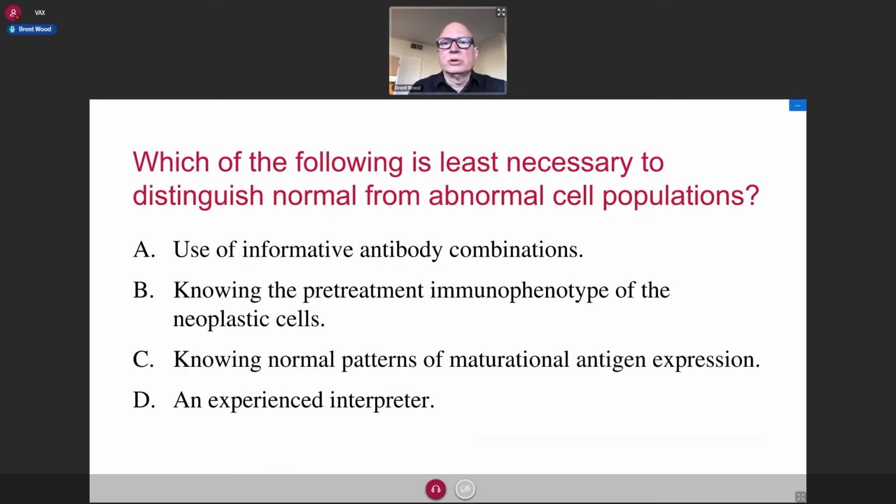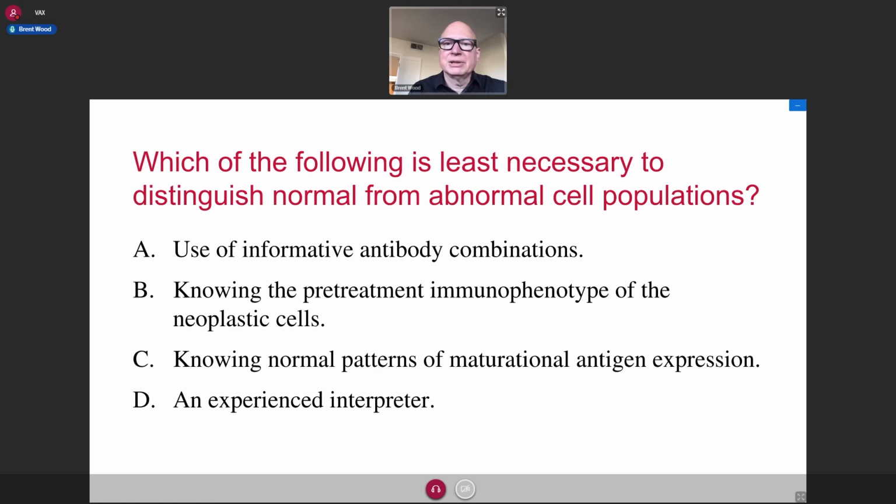Thank you. So if we look at these populations and simply ask the question, what is the least necessary information that we need to distinguish normal from abnormal cell populations? Is it A, the use of informative antibody combinations, B, knowing the pretreatment immunophenotype of the neoplastic cell, C, knowing normal patterns of maturational expression, or D, having an experienced interpreter? Well, A, C, and D are all necessary in order to perform this type of work. Otherwise, this approach doesn't work. It's B that really is the least important. We don't really need to know the pretreatment immunophenotype in order to identify the presence of abnormal neoplastic cells if we know what normal looks like and are using an informative antibody combination.